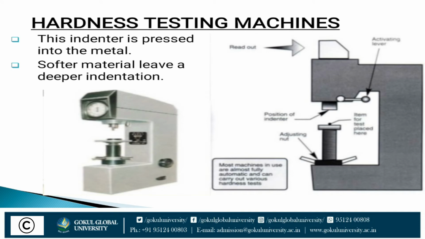Hardness testing machine. The indenter is pressed into the metal. Softer material leaves a deeper indentation. So by using this machine we can identify the hardness of the material.